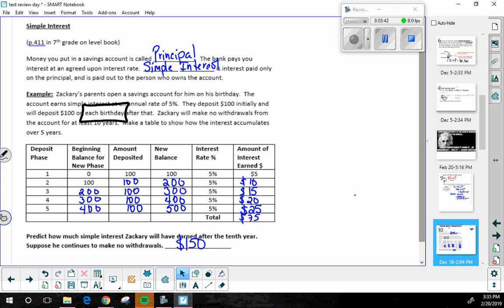So this is one for simple interest. That's one of the things you want to figure out. This is a simple interest account. So when you walk in, you start with 0.